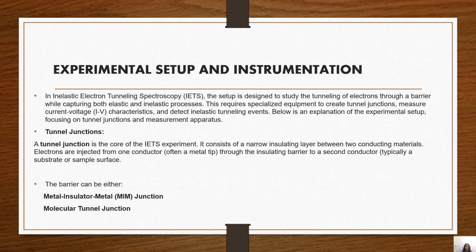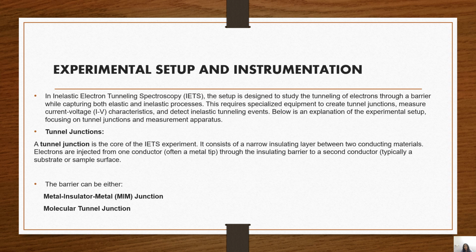Now, the experimental setup and instrumentation. In inelastic electron tunneling spectroscopy, the setup is designed to study the tunneling of electrons through a barrier while capturing both elastic and inelastic processes. This requires specialized equipment to create tunnel junctions, measure current voltage characteristics, and detect inelastic tunneling events. Below is an explanation of the experimental setup, focusing on tunnel junctions and measurement apparatus.